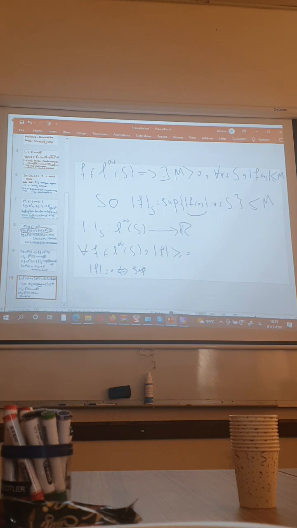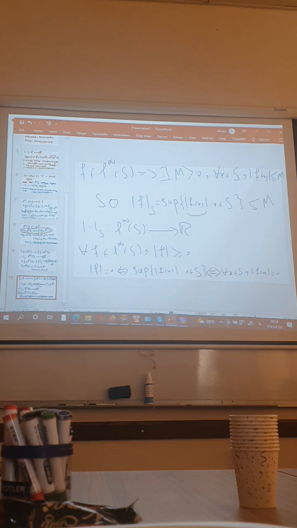The supremum of |f(x)| such that x belongs to S. Okay? Because this is the norm of f. But this is equal to 0 if and only if for any x in S, f(x) is equal to 0. Is it true or not?